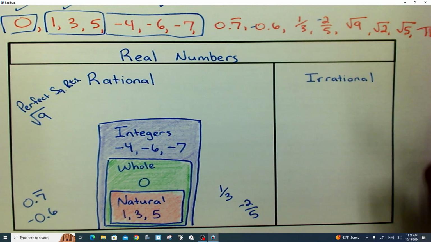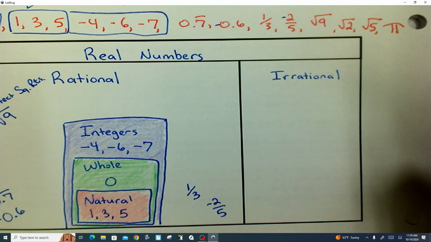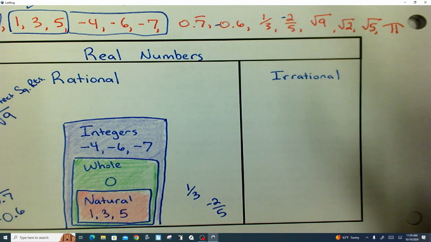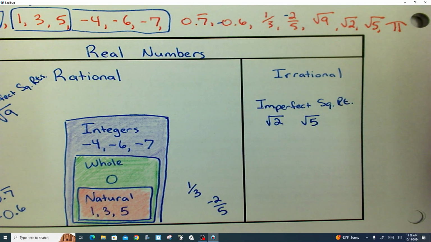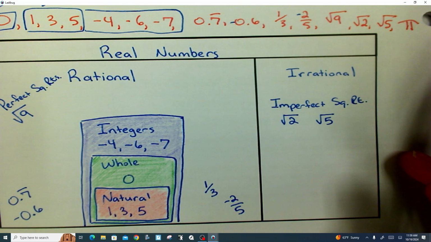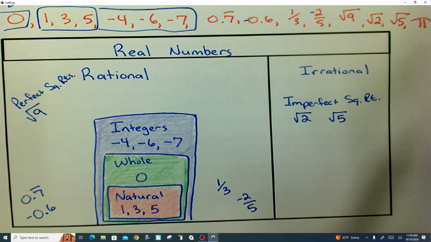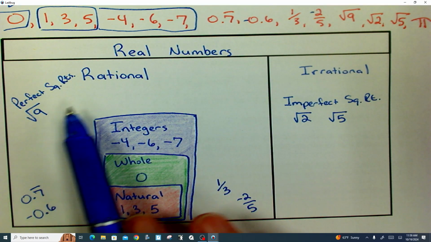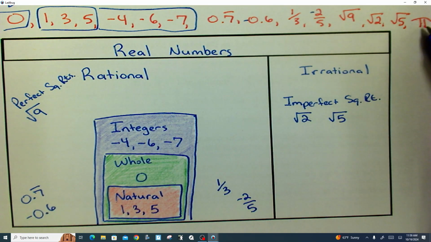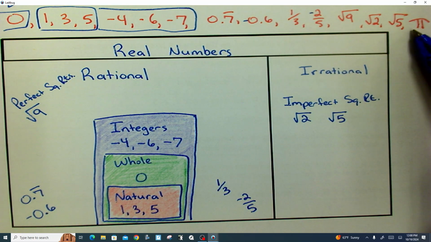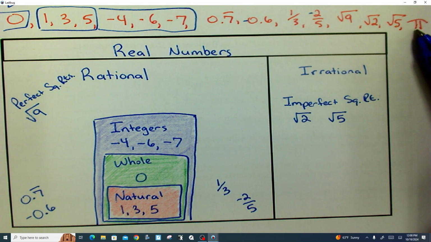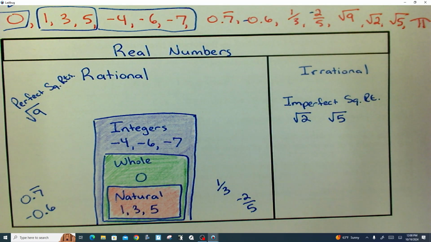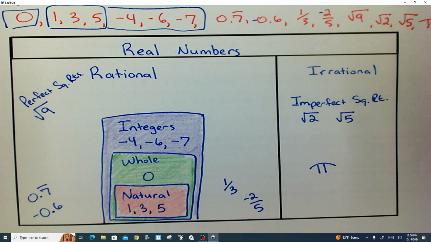And then we can come over here and make a notation about these imperfect square roots, the square root of 2 and square root of 5. That way we can see the difference between how we handled the square roots. The imperfect ones are irrational, the perfect ones are rational. And then anything with pi, if pi is added, subtracted, multiplied, or divided with any other type of number, that is definitely irrational. So let's just put pi right here. And there we have it.